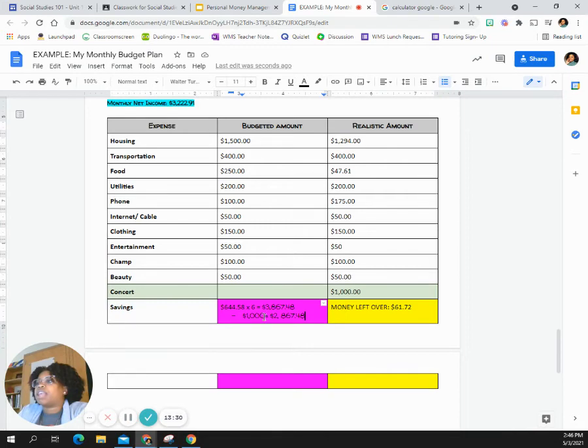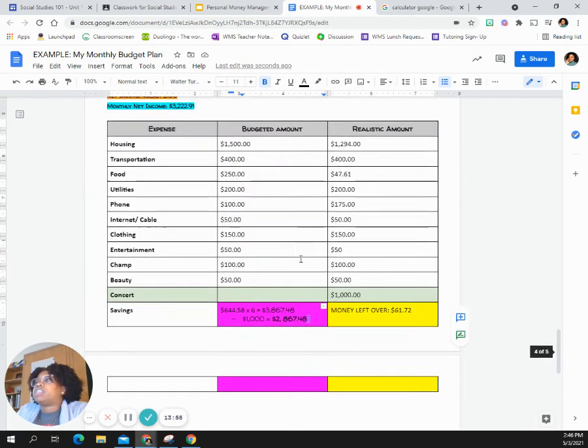So I subtract $1,000 from this 6-month amount, and it gives me $2,867.48 left in my savings account. So ideally, this is my new savings account after my life event. All you're going to do is basically, anything that you change to this final budget, you're going to need to explain it.